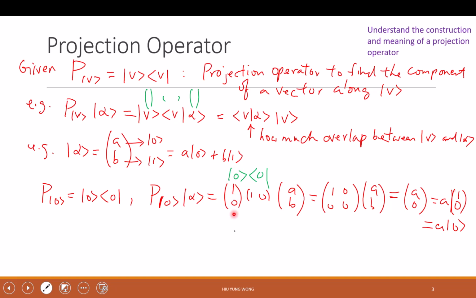Because this is 1, 0, 1, 0. And apply it to AB, this is alpha. Then I just do matrix multiplication. 1 times 1 gives me 1, 1 times 0 gives me 0, 0 times 1 gives me 0, 0 times 0 gives me 0. So that is the projection operator to 0. Apply it to AB: 1 times A plus 0 times B gives me A, 0 times A plus 0 times B gives me 0. So this is another vector, A0. I can take out A, because A times 1 equals A, A times 0 equals 0. And 1, 0 is just the ket 0. So this does give me A0.